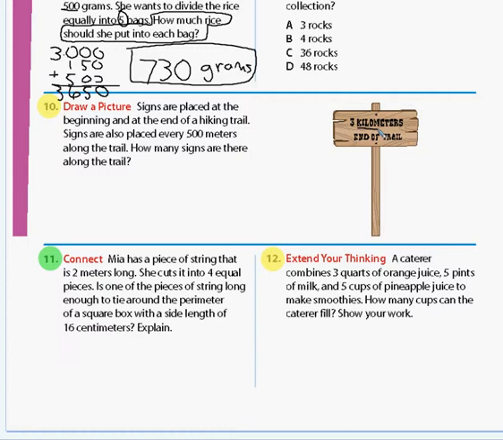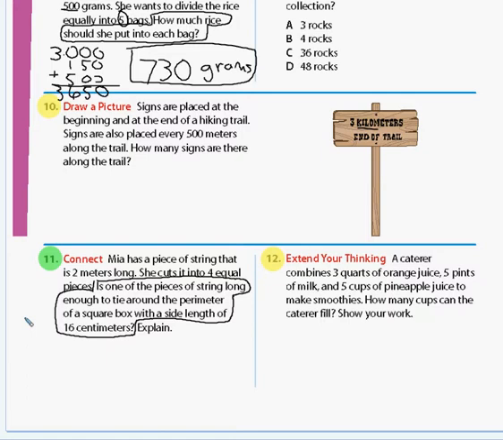Question number 11. Mia has a piece of string that is 2 meters long. She cuts it into 4 equal pieces. Is one of the pieces of string long enough to tie around the perimeter of a square box with a side length of 16 centimeters, and explain? So what we want to do is box the question. We're trying to figure out, is one piece of the string long enough to tie around the perimeter of a square box with a side length of 16 centimeters.